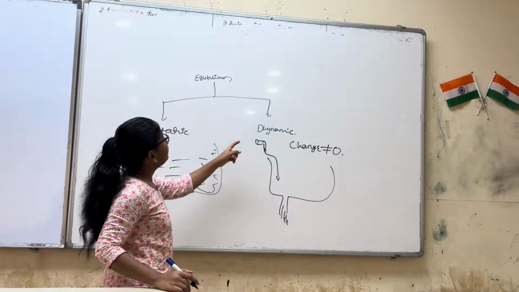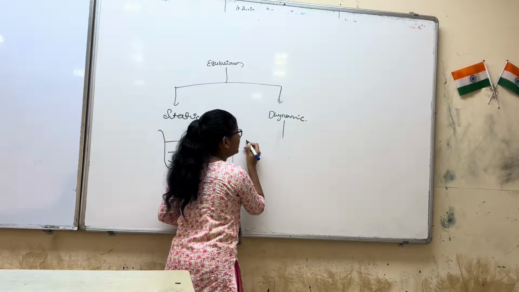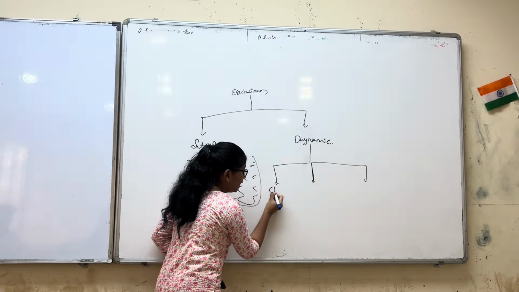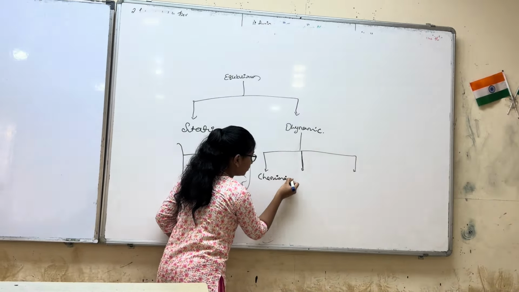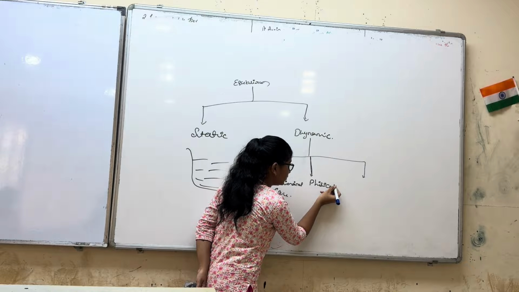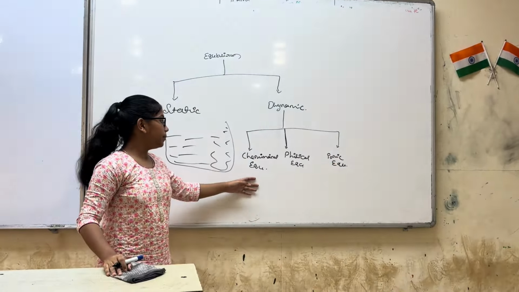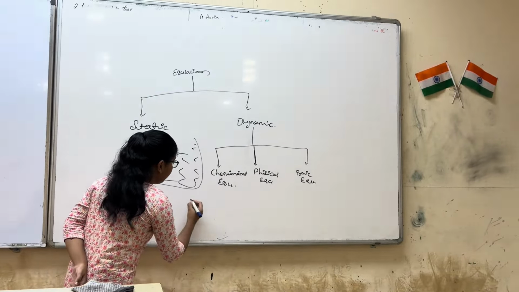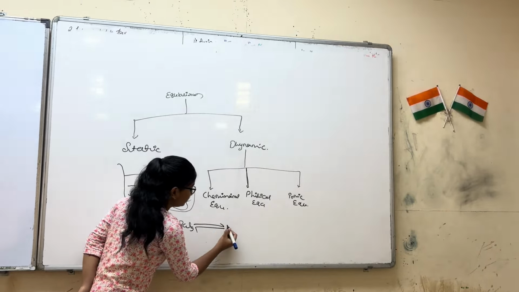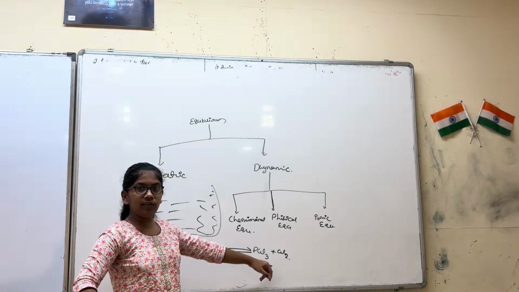In equilibrium, dynamic is commonly used. There are three parts in dynamic equilibrium. One is chemical equilibrium. Another one is physical equilibrium. Another one is ionic equilibrium. Chemical equilibrium means, for example, PCl5 is converted into PCl3 plus Cl2.